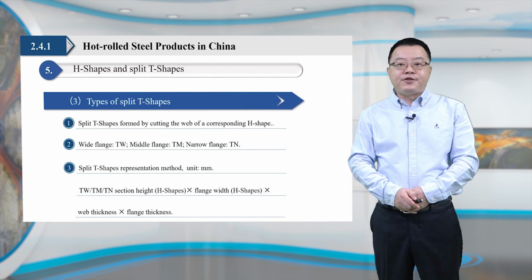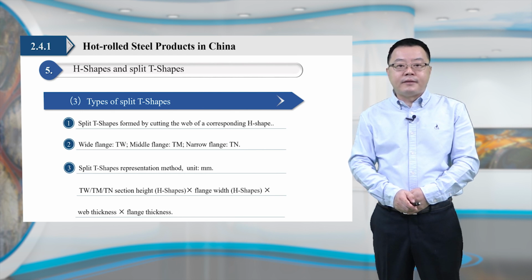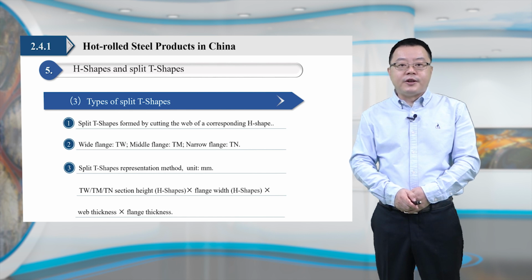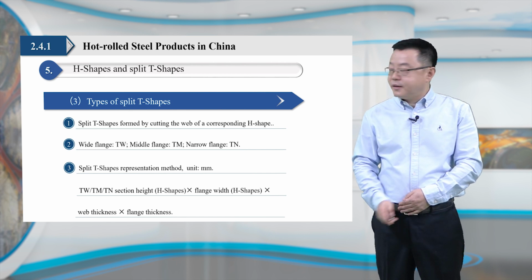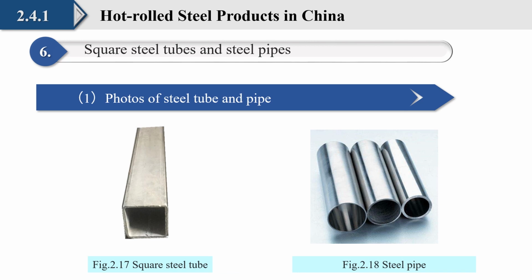The split T-shapes are made of corresponding H-shapes by cutting the web. The representation of split T-shapes is to use capital T replacing H in the representation of H-shapes. For details, see the PPT. The sixth type of hot-rolled steel products is square steel tubes and steel pipes.